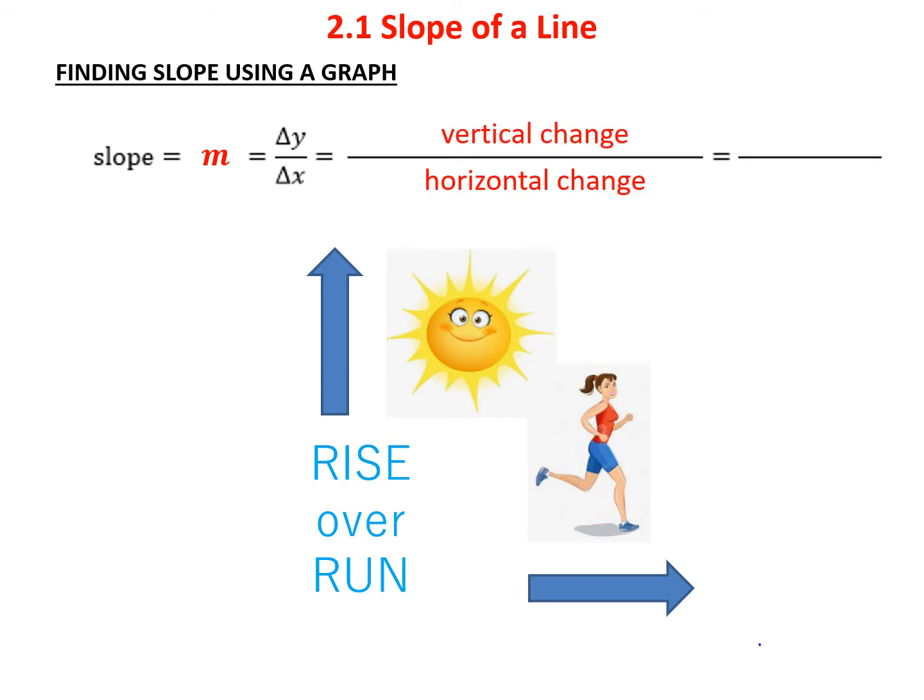Remember, the Y variable goes up and down on your graph. The X variable goes left and right. And sometimes we refer to that as the rise over the run. It just means when you get up to run in the morning, you wait till the sun comes up. When the sun rises, then you go out for a run.